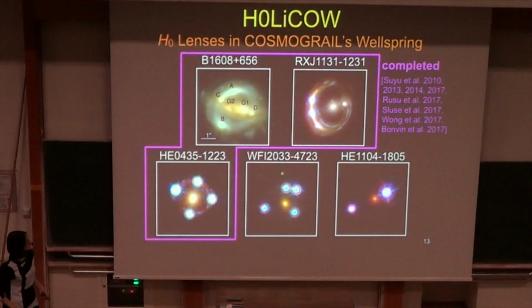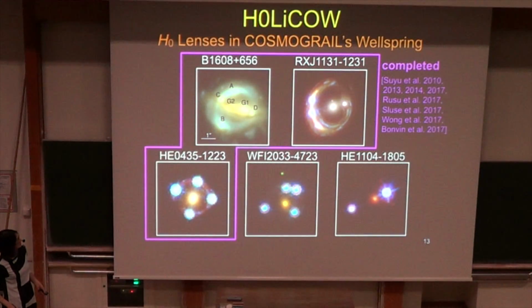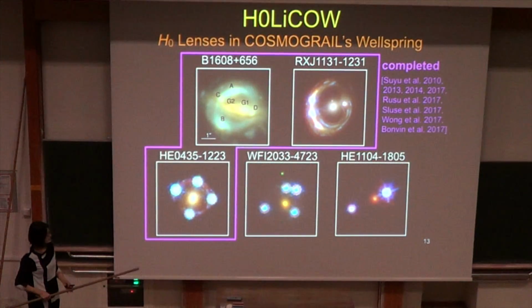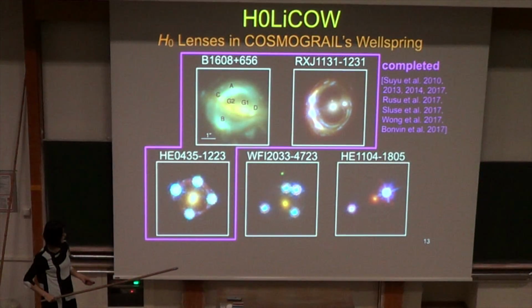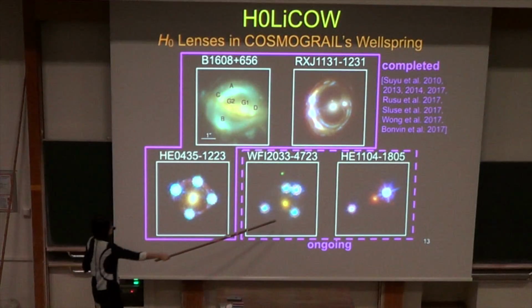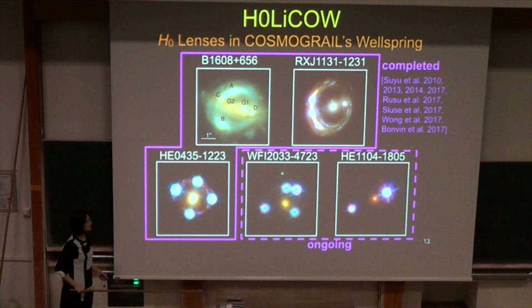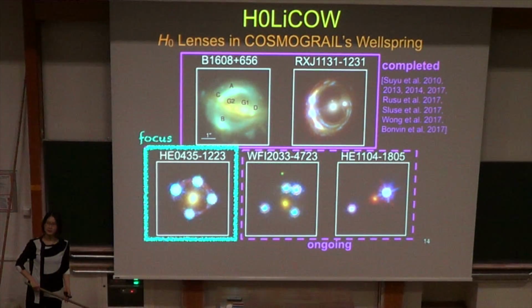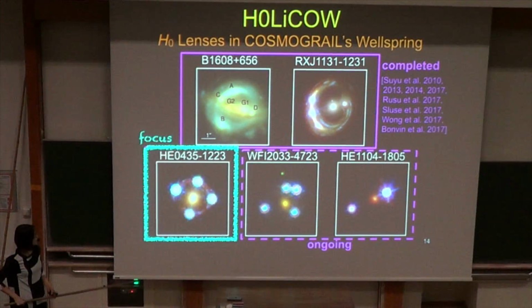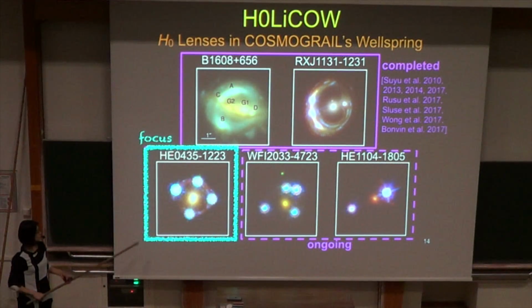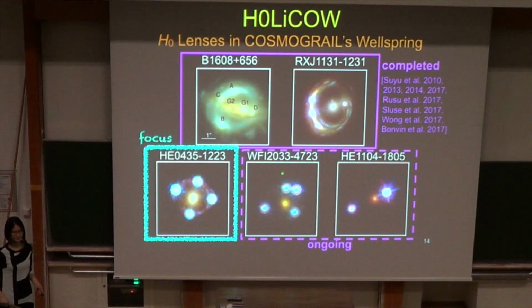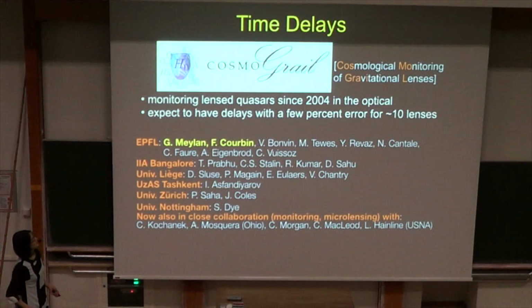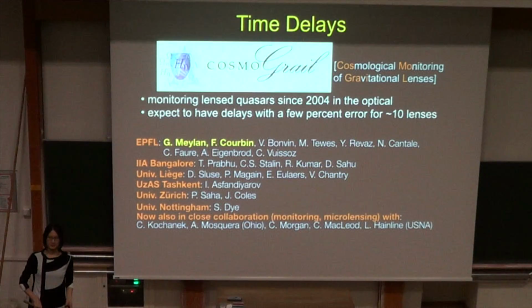So shown here is the current status of the H0LiCOW program. The analysis of these three lenses has been completed, and these two we're currently analyzing. And in the next few slides, I will show the results from this most recent analysis of HE0435. First thing we need: the time delays.